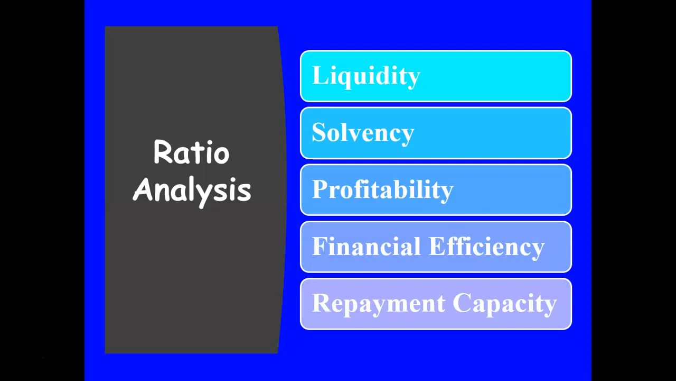This is the last slide of the entire presentation. It tells us the types of ratio analysis. The first one is liquidity ratio, the second is solvency ratio, the third is profitability ratio, the fourth is financial efficiency, and the fifth is repayment capacity.